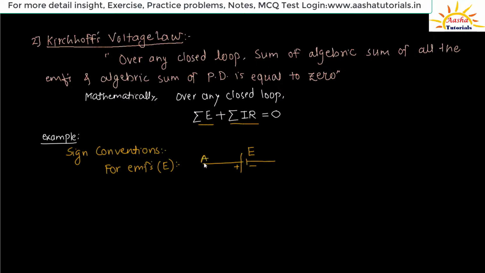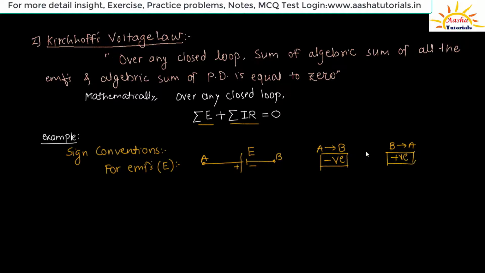And suppose this branch is A, B. Now while tracing this loop, if we are going from A to B, means we are going from positive to negative. So in this case, we have to take the sign of this EMF as negative. And suppose any other student is tracing this loop from B to A, then in this particular path, if the EMF comes, we have to consider its sign as positive.